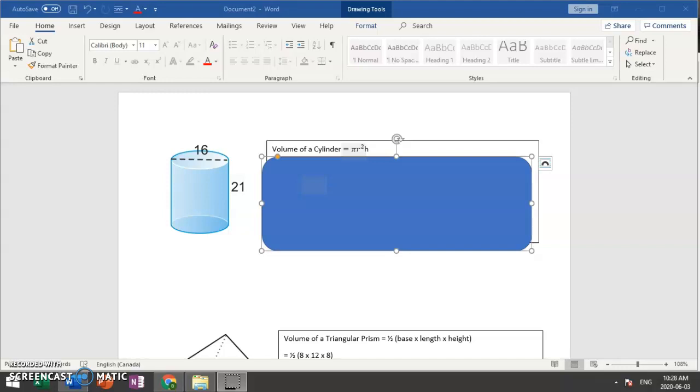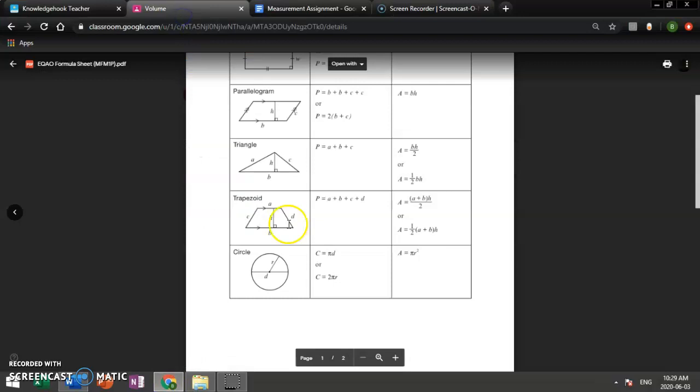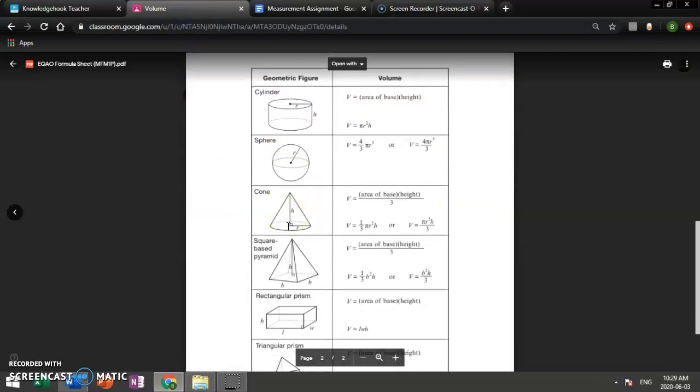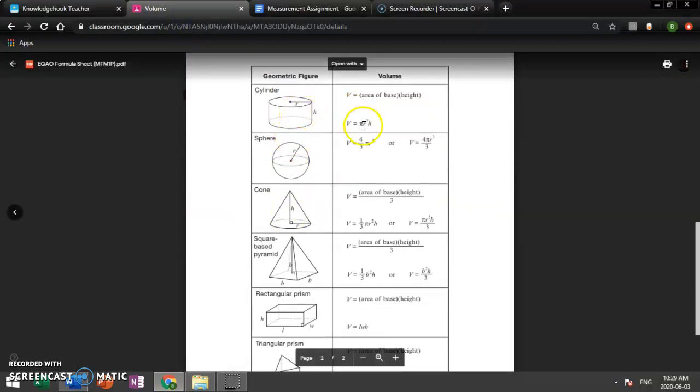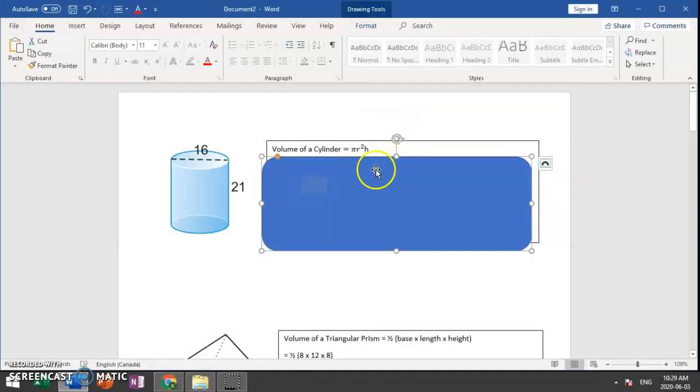Okay. Let's get started. So first question, volume of a cylinder. The equation is pi r squared times h. How do I know that? I have my equation sheet: cylinder, volume, pi r squared times h, right? Nothing complicated, just copy and paste the formula.